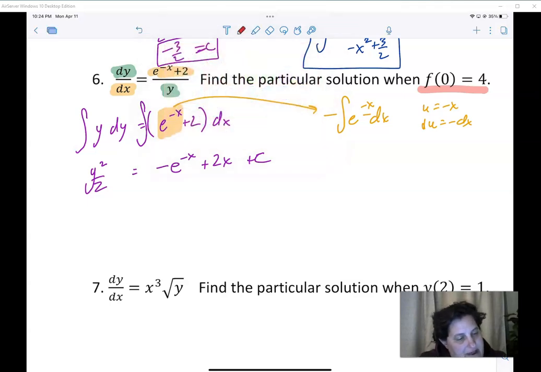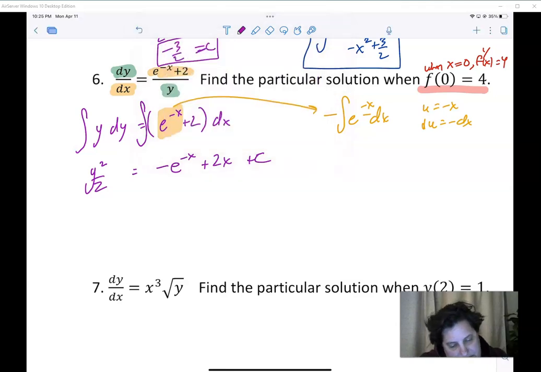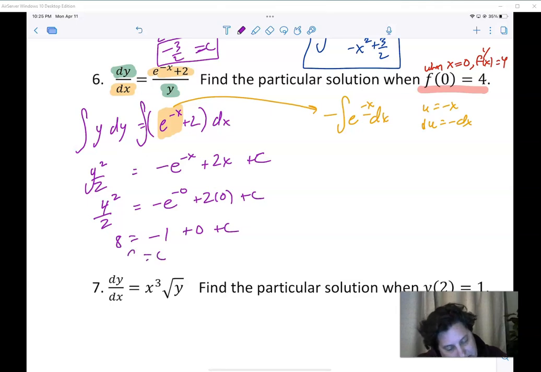Okay, now this tells me that f of 0 is 4. What that means is when x equals 0, f of x equals 4. And what's another name for f of x? That's just y. When x is 0, y is 4. So here we go. 4 squared over 2 is negative e to the negative 0 plus 2 times 0 plus c. 4 squared is 16, over 2 is 8. E to the 0, anything to the 0 is 1. Add the 1 over to the other side. C equals 9. All right?